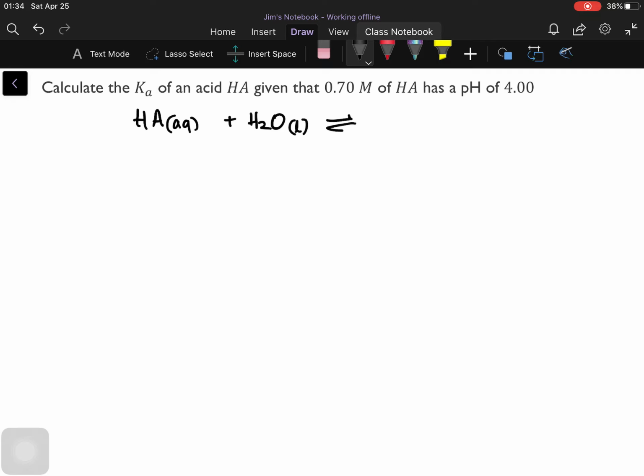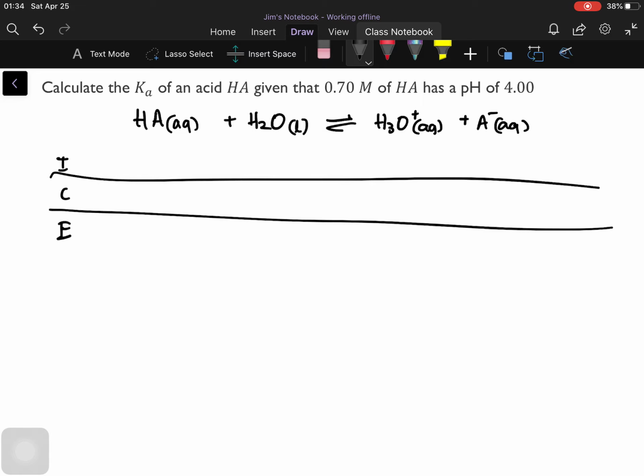to form hydronium ion plus your conjugate base. Okay. So that's the idea. And we're going to use an ICE table. So how are we going to interpret the problem into the ICE table? Okay. So this 0.70 molar of HA, that is the initial concentration of your acid. So this is 0.7.